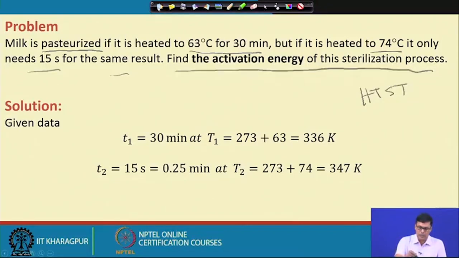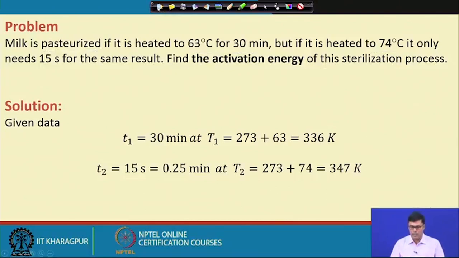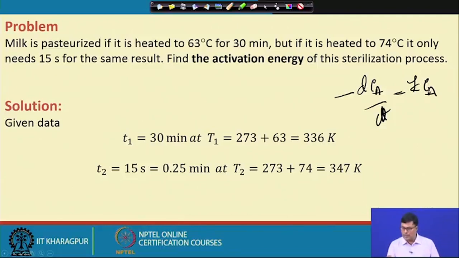Now, what I want to discuss here is how we can find out the activation energy. What is the activation energy? The energy required to have this reaction. To solve this problem, if you look at the rate of reaction, it is dCA by dt equal to K into CA. Am I right? But if you look at it, the CA is cancelled, so your rate constant K is basically inversely proportional to time.